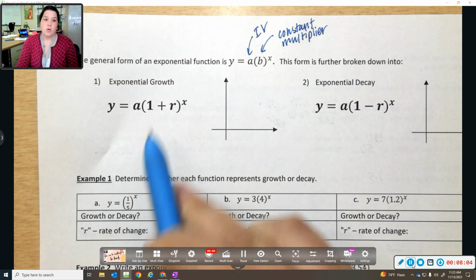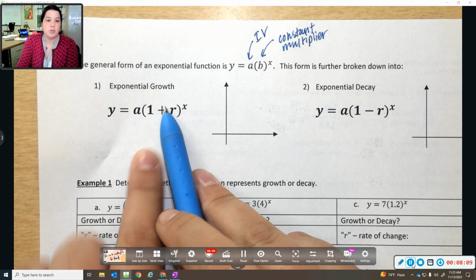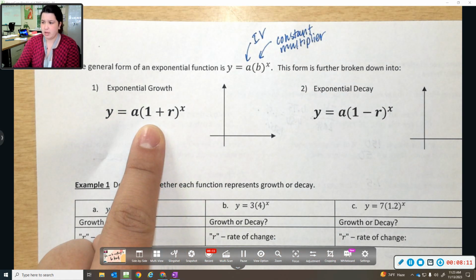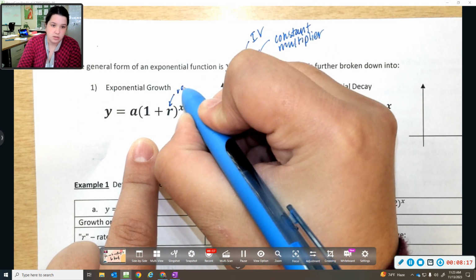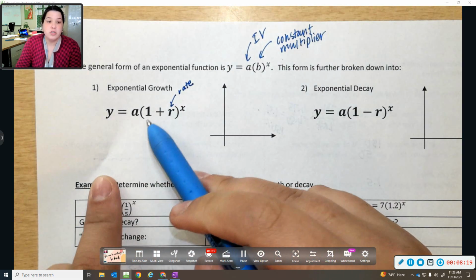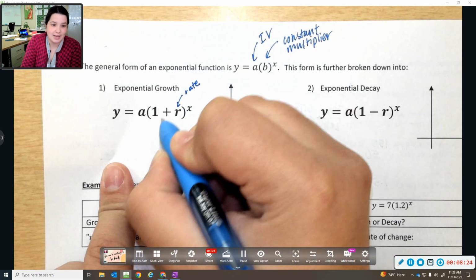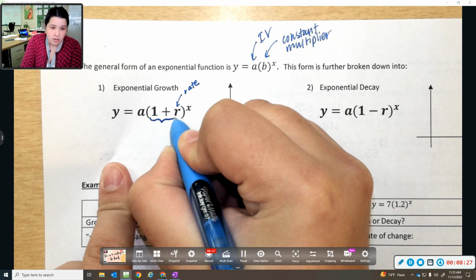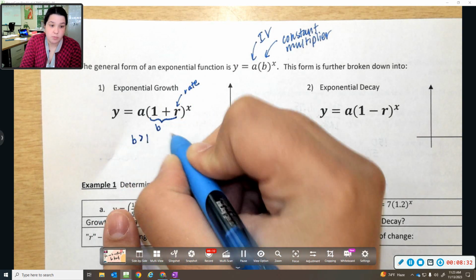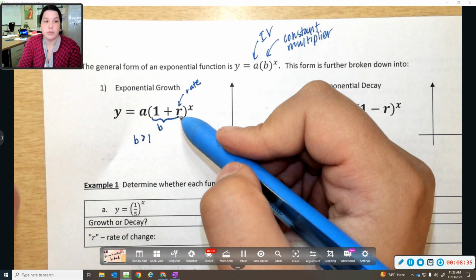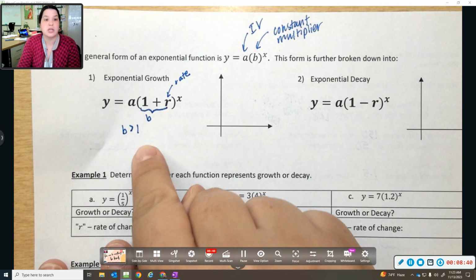All right, so we have exponential growth, meaning that we're going to have our initial value, and in here it's going to be 1 plus our rate. Okay, so this r is the rate. Right? So we're looking for things that are going to be greater than 1. And so remember, our general form was a times b to the x. Well, this 1 plus r, this all represents b. This b is going to be greater than 1 because you're adding 1 to it. So if the rate was 0.3, then b is 1.3. So for exponential growth, the b is going to be greater than 1.